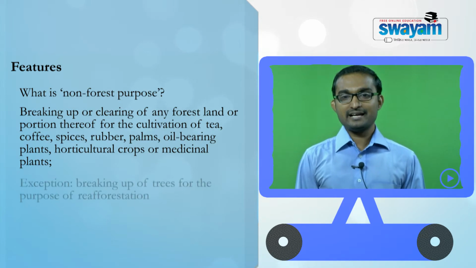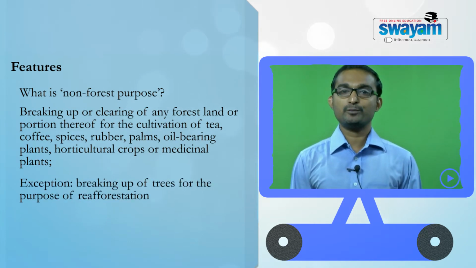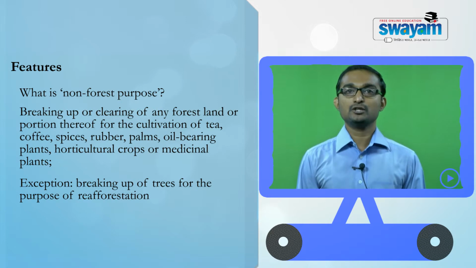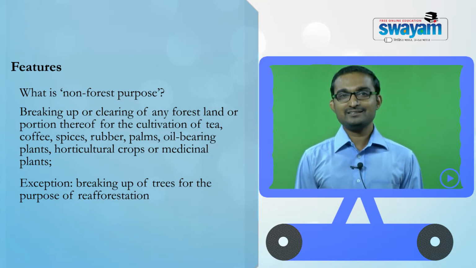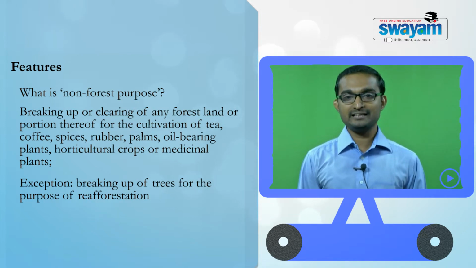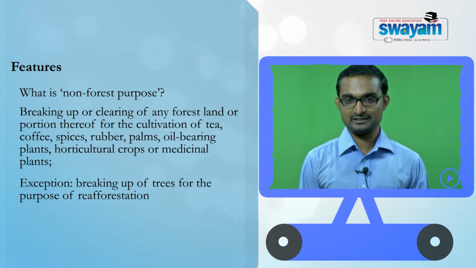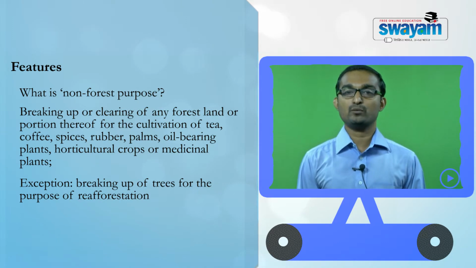And in this case, an exception is that breaking up of trees for the purpose of reforestation does not come under the definition of non-forest purposes. That means the state government can take initiatives for reforestation purposes without the mandatory prior approval from the central government.